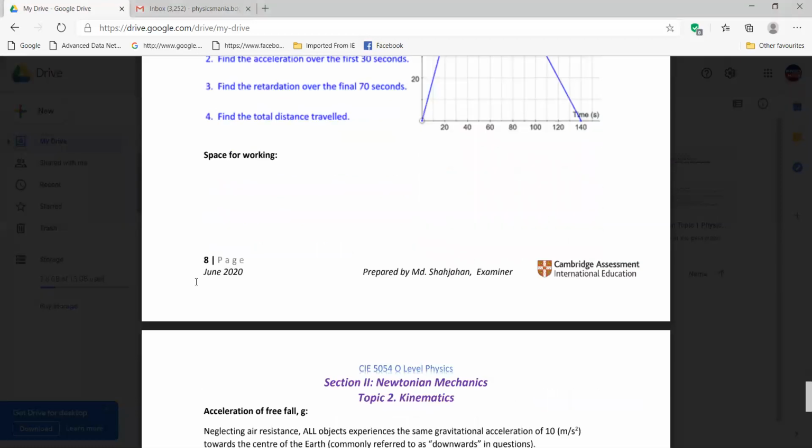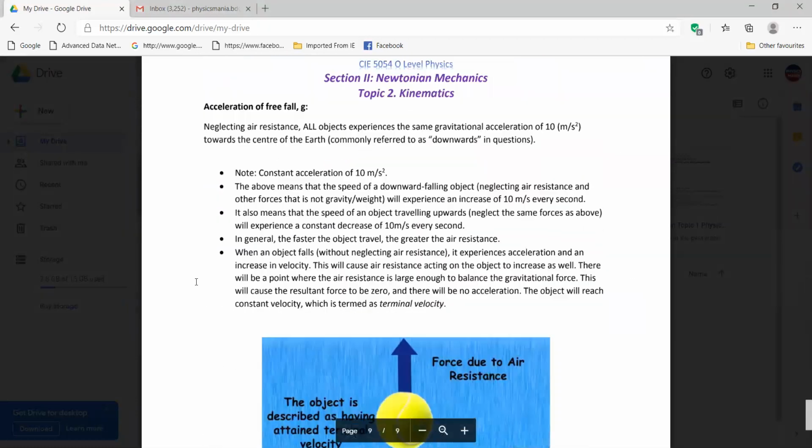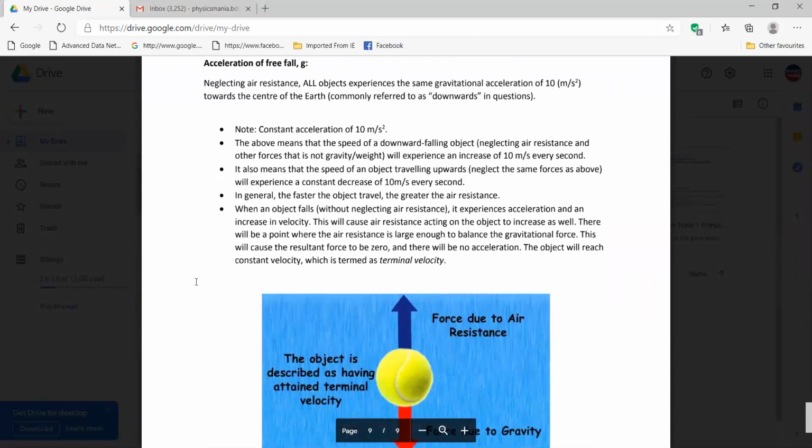Here, acceleration of free fall. Which one you did not understand, right? Yes, I was facing some problems. Where you are facing problem, can you read all the things? And where you are facing problem, stop. Sir, should I read from the beginning? Yeah, from the beginning.